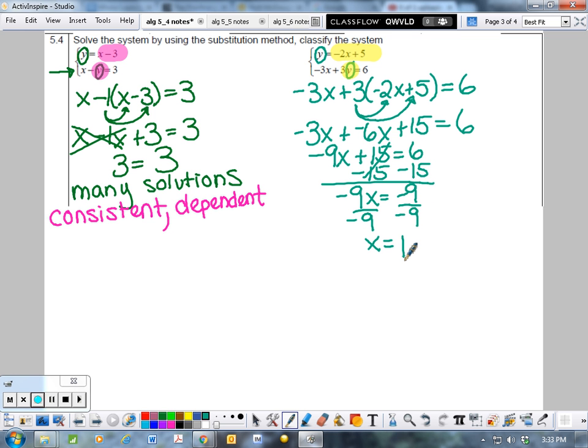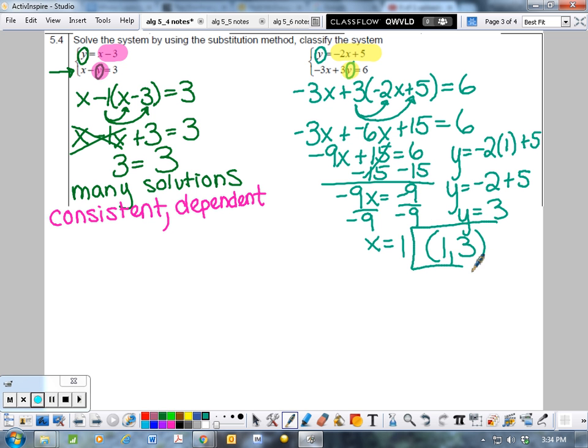So now that I have x, I plug back into my original, which was y equals negative 2x plus 5. So in the x spot, I'm going to put 1. So y equals negative 2 times 1 is negative 2 plus 5. Negative 2 plus 5 is the same thing as 5 minus 2, which is 3. So my solution is 1, 3, because remember x comma y. And now I have to classify this. So these lines do intersect, which means they are consistent. And because they intersect at one point, not all points, this is called independent.